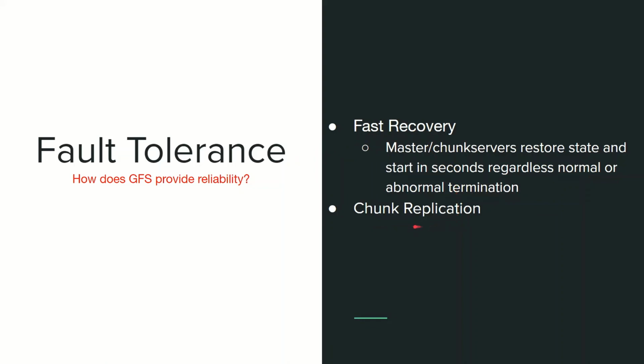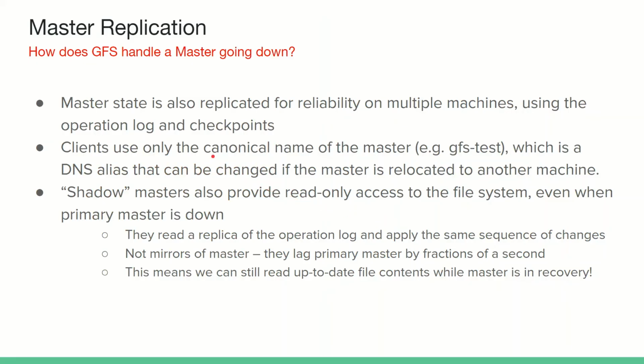Also, we have seen chunk replication. Chunk replication improves the reliability of the system. Also, we have the master replication. How is the system reliable if we have only a single master, and how does the system handle it if that single master goes down? The master state is also replicated for reliability on multiple machines using the operation log and checkpoints.